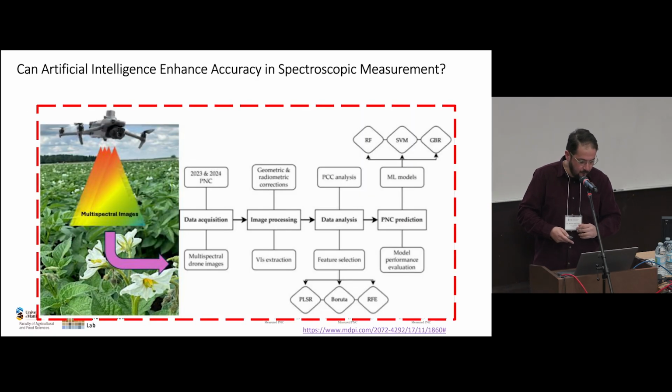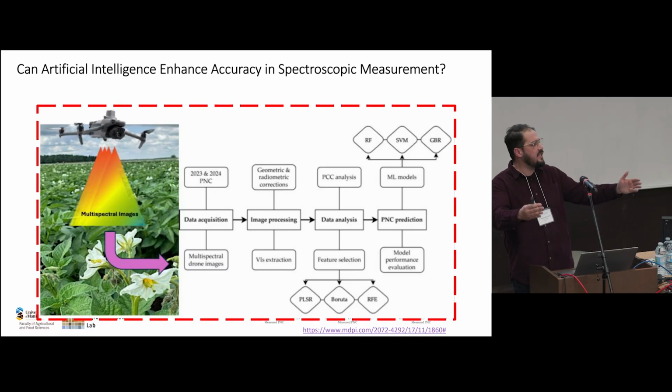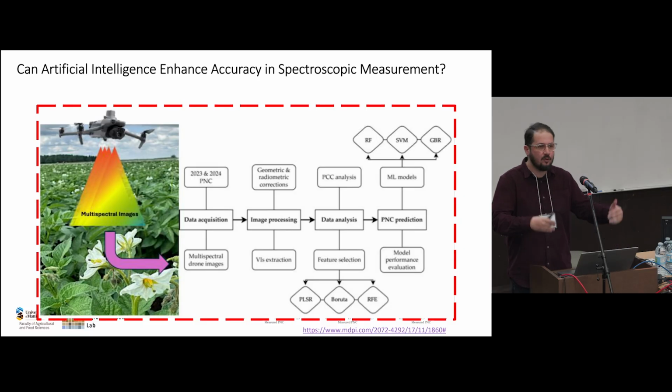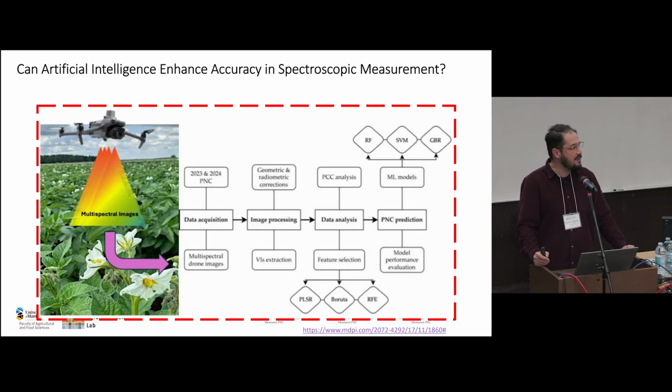We also tried using the UAV, the drones, and tried to see if this could be helpful. We've seen the market is overpromising, using red edge and some of the bands that can supposedly tell you how much nitrogen you have in your plants. That's not going to happen that easily. It comes with a cost.